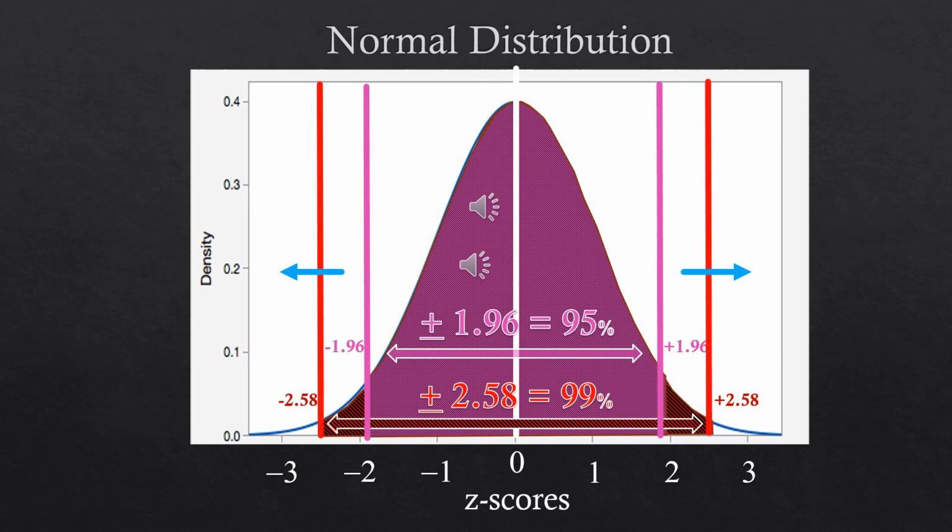Sometimes we use the 99% cutoff. If we really want very few of the scores, only 1% of the scores, we're going to say don't belong to this distribution, then the 99% cutoff will be used.